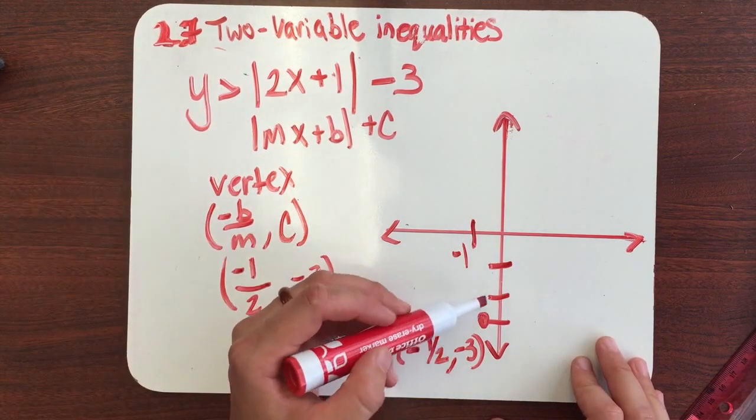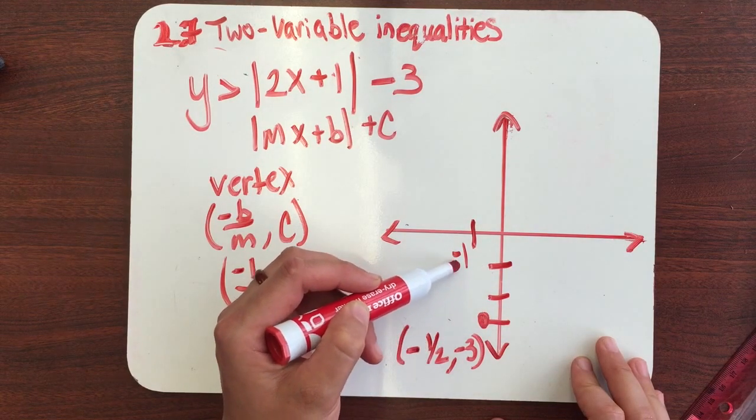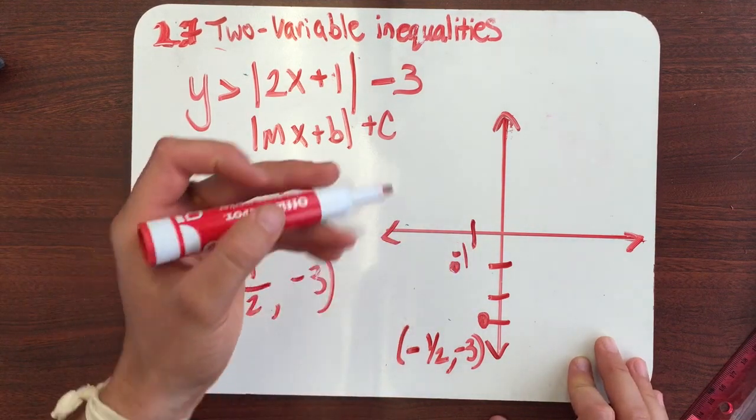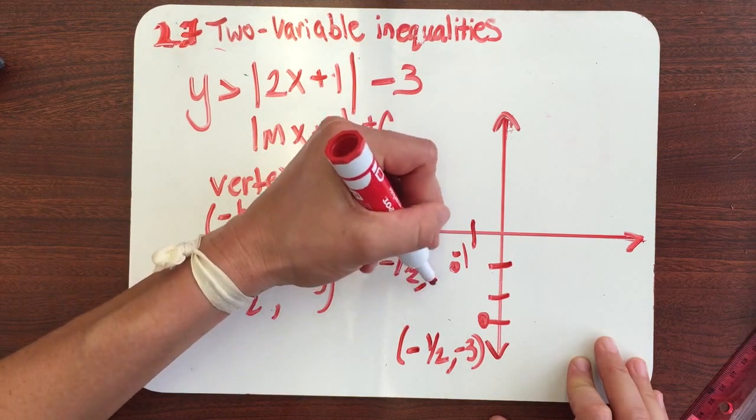So now to find other points, we're going to use our slope, which is 2. So you can rise 2, 1, 2, and run 1. And we'll have another point right here. And that point is a half unit after negative 1. So it's going to be negative 1.5, comma, negative 1.